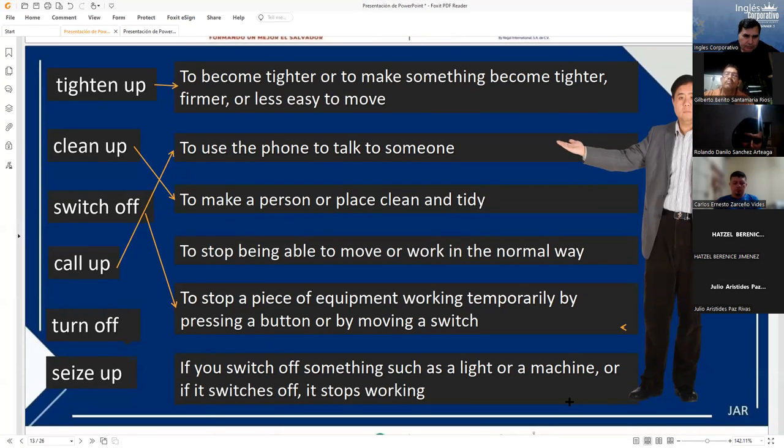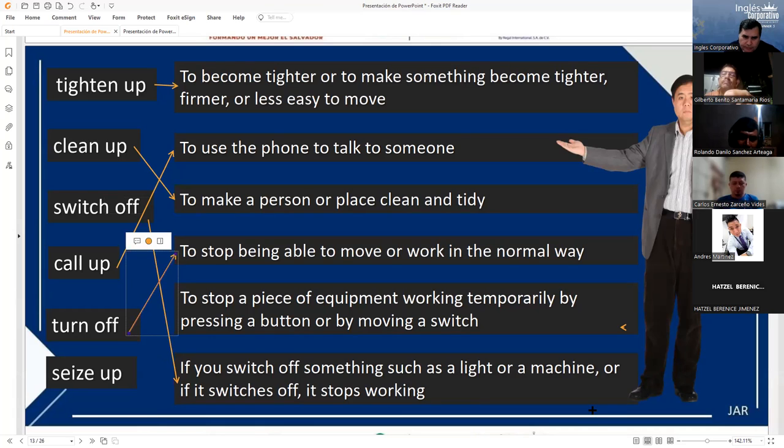Turn off. If you switch off something, such as a light or a machine, that's the one, this one is here. And turn off is here. What about seize up? No, sorry. This is not here. Okay, this is like this.